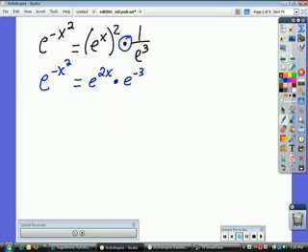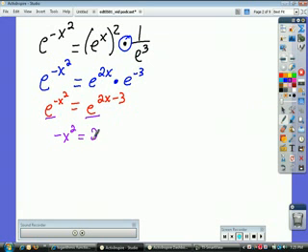So in our next step, this is going to be e to the negative x squared equals e to 2x minus 3. I did say add. When we add a negative, it's the same thing as subtracting. Now again, here we are with the same bases, so the exponents have to be equal. And now we have an equation we can solve.